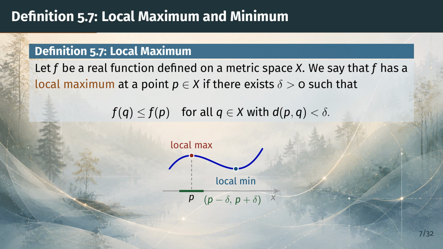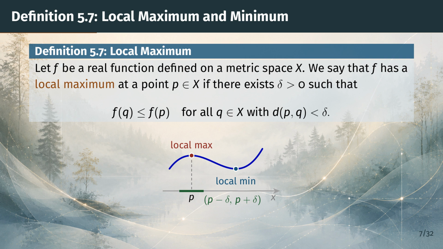The picture shows what the definition means on the real line. The blue curve is the graph of f. The dark red point at the top of the first hill is a local maximum on the green interval on the axis from p minus delta to p plus delta. No value of f exceeds the value at p. The blue point in the valley further right is a local minimum. Note that a local maximum need not be the largest value of the function overall. The curve climbs higher again at the far right.